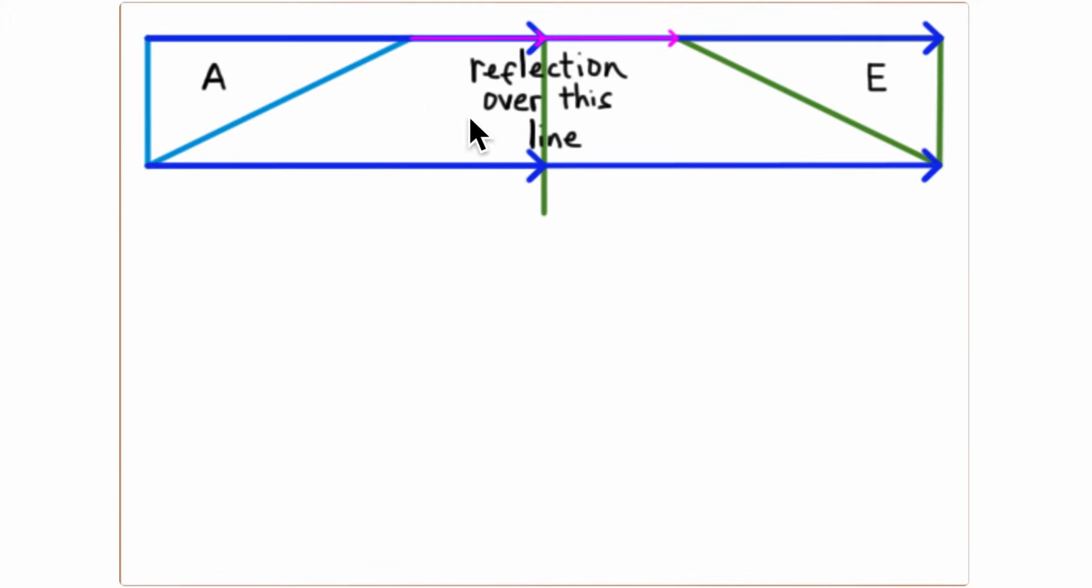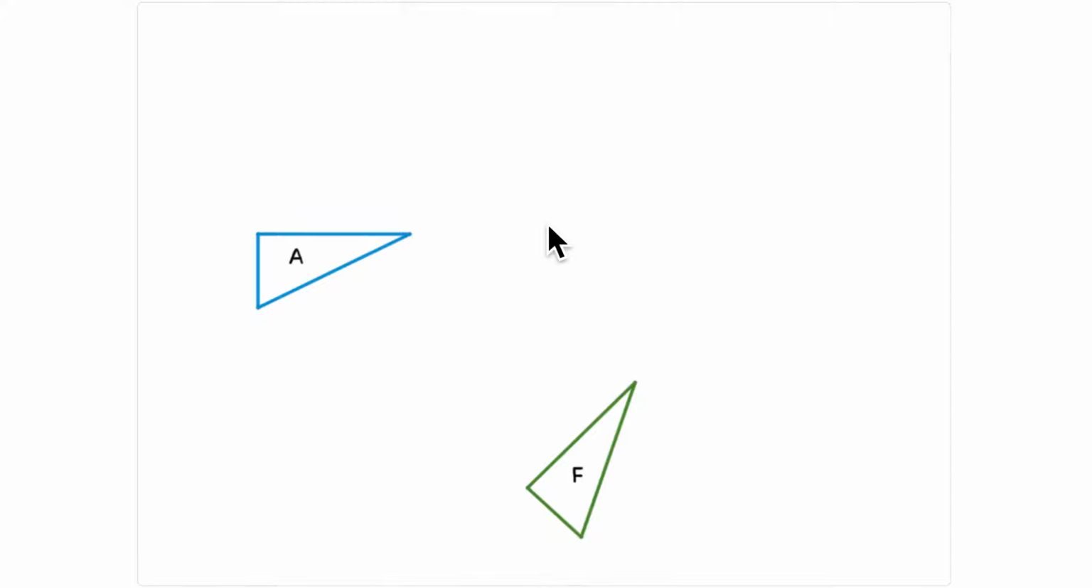And this point here to this point all the way down here is an equal distance to the line of reflection, and it's perpendicular to the line of reflection. So two things to think about for reflections: an equal length away from the line of reflection and perpendicular to the line of reflection. And how about F?